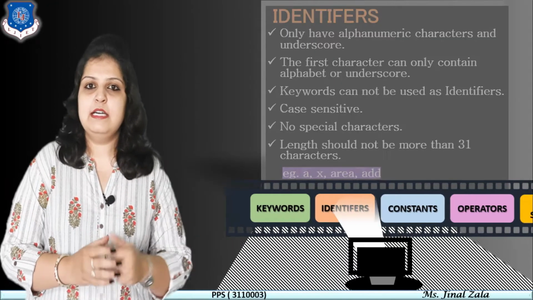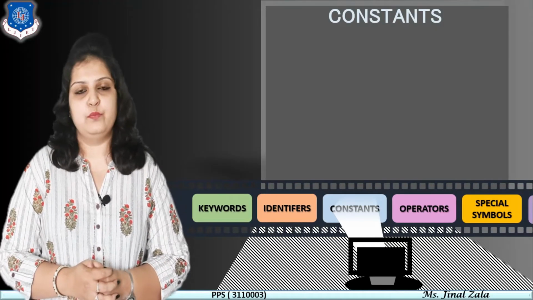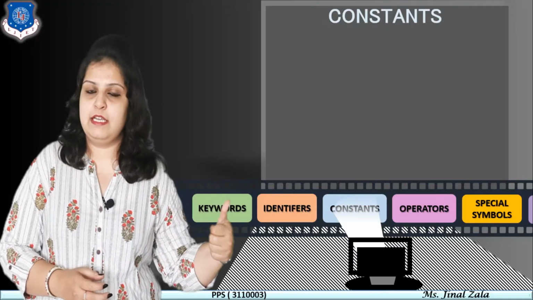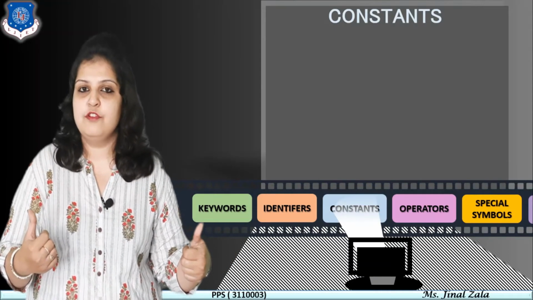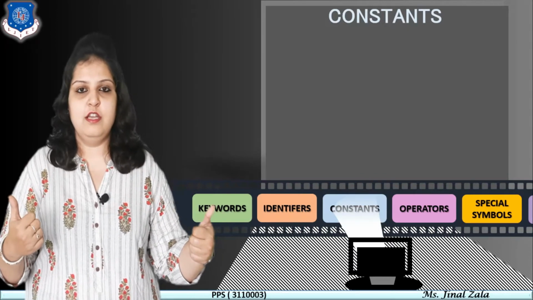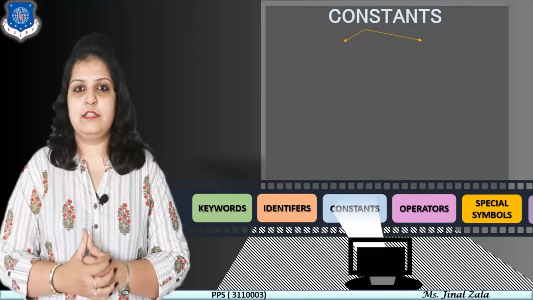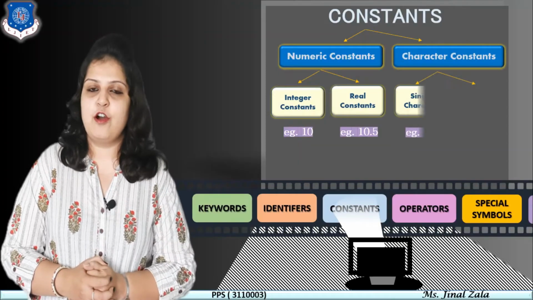Now next is constants. Constant means fixed value. Keywords means fixed meaning of the particular word and constant means fixed value. So remember the difference between keywords and constant. So constant is bifurcated into two categories. First is a numeric constant and second is a character constant.